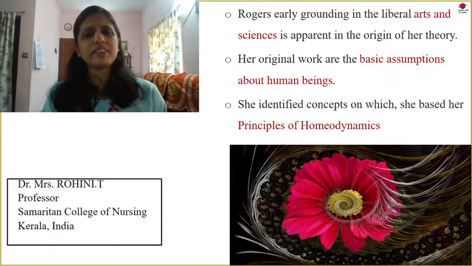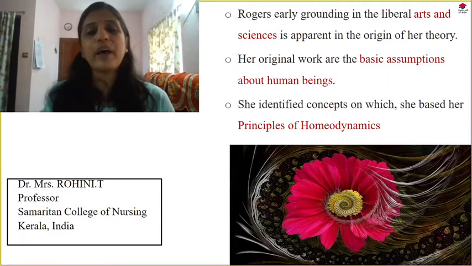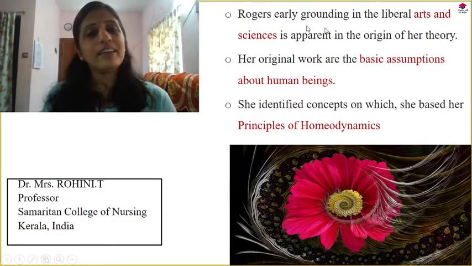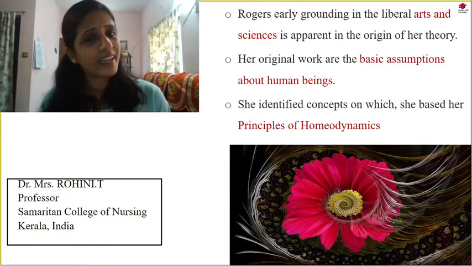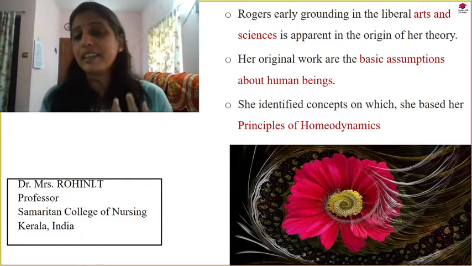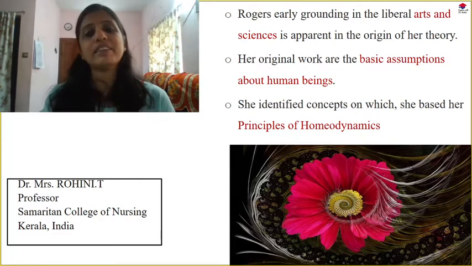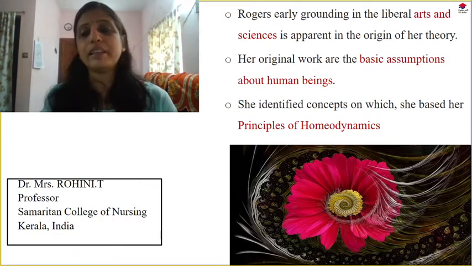Next, let us see what are the main important things we are going to study in this theory. As I told you earlier, she had certain grounding, a little bit of education in arts and science, especially in the subject of physics, which is apparent in the origin of her theory. Her original work are the basic assumptions.